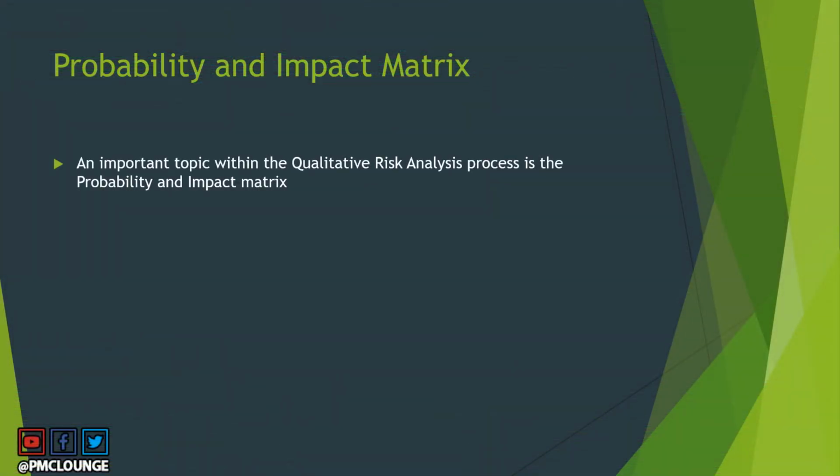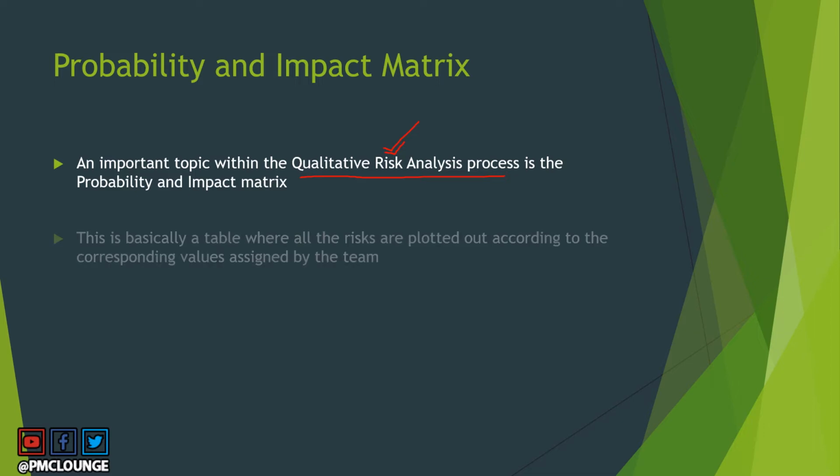So this topic is a part of the qualitative risk analysis process, the perform qualitative risk analysis process. This is something that we have already discussed. That's why I said the second link in the description, the entire playlist, is going to contain the video for the perform qualitative risk analysis process. So probability and impact matrix, this of course is a topic within the qualitative risk analysis process. This is actually one of the tools and techniques of this process.